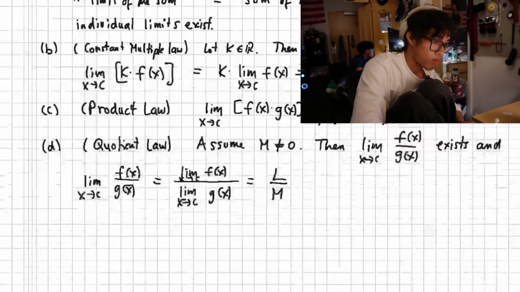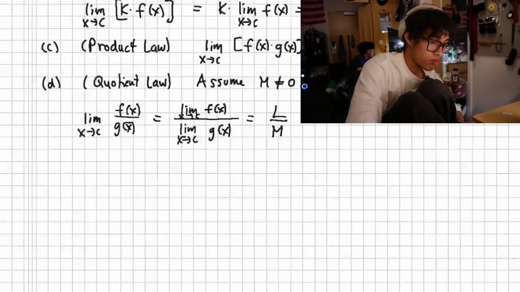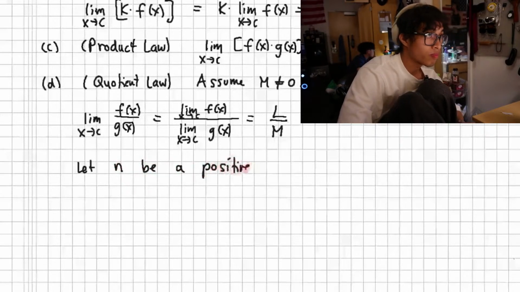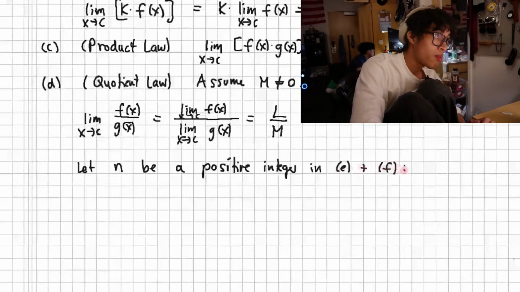So now we get two more laws. And those have to do with powers and roots. So to do that, we let n be a positive integer. And this is going to happen for both E and F. So law E is going to be called the power law.